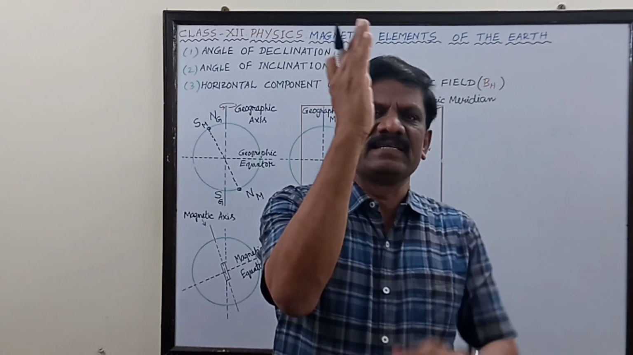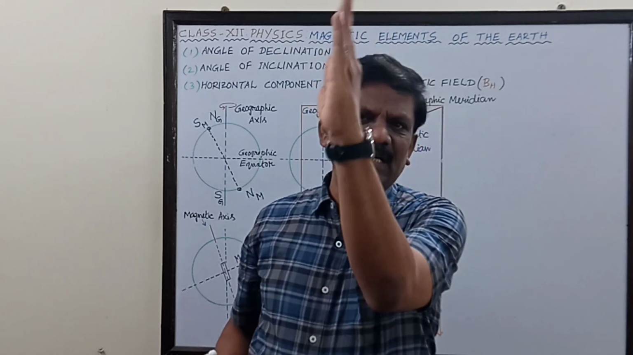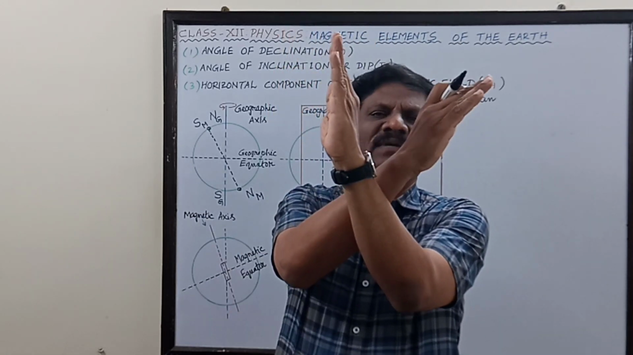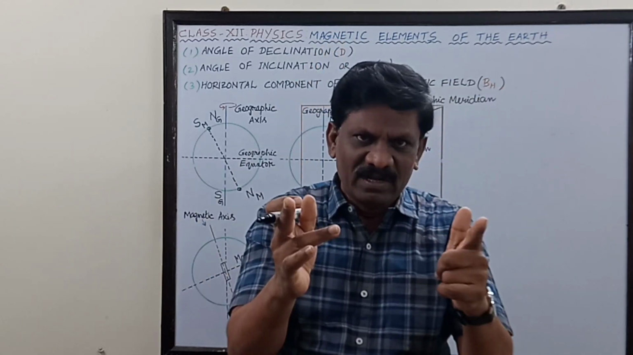So the two axes are making some angle with respect to each other. If this is the geographic axis and this is the magnetic axis, it means they are not coinciding, they are crossed with each other. That imagination you should have.